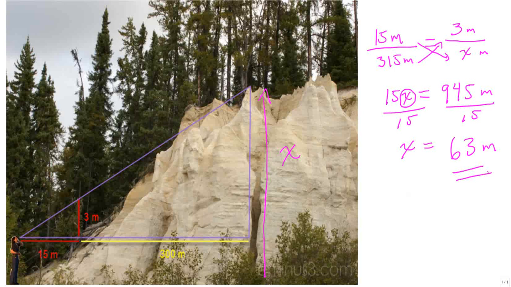Now, this does not mean that the actual cliffs are 63 meters in real life. This is just an example of a way to calculate the height of something that is too large to do manually.